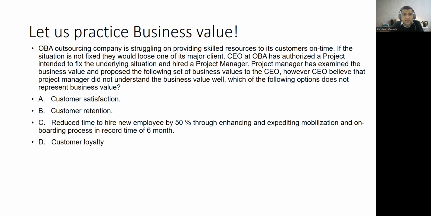Now, C is not in fact business value. It is some operational target that you want to reduce the time to hire by 50% from right now. It can be a project objective, but certainly it's not a business value. So the CEO is right that the PM proposing this as one of the business values was not a good idea, because all three others are fine, but this one is not.